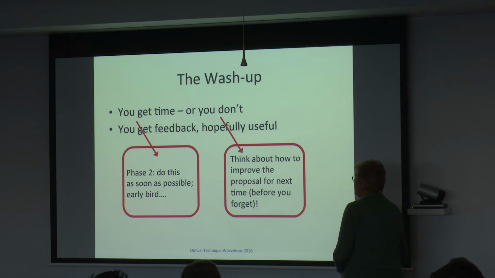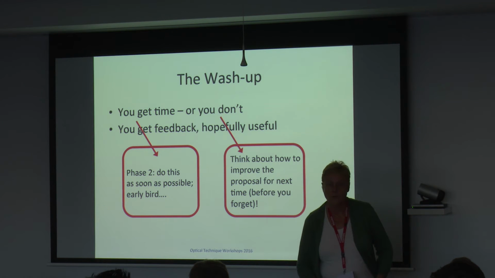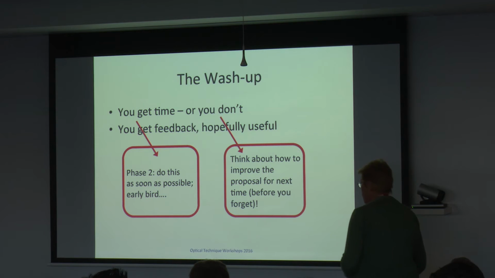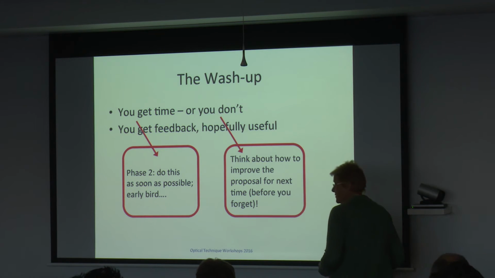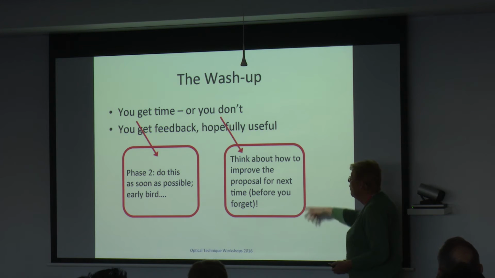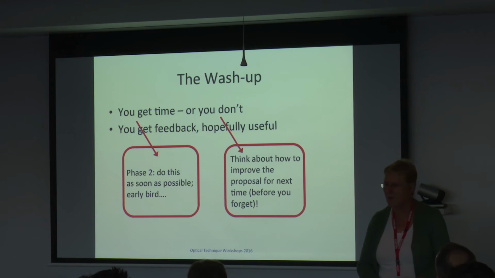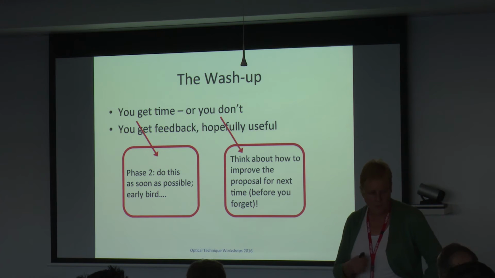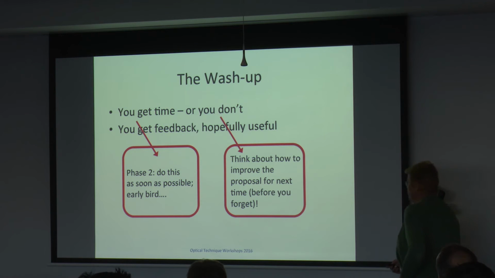Okay, so the wash-up, you either get time and then you get into phase 2, which is where you actually plan the observations, and you want to do that as quickly as possible because, within most systems, particularly if it's queue scheduling, the sooner you're in, the sooner you might get your data taken. Or if you don't get time, it's not fatal. We do see proposals coming back again and again and again. And so if you haven't got up, think about whether there's a fatal flaw in your proposal or whether you can improve it the next time.